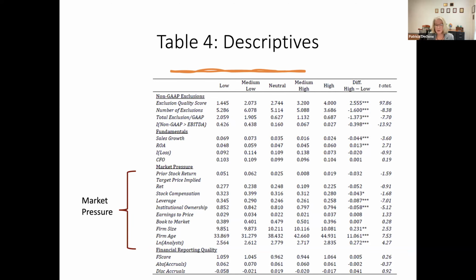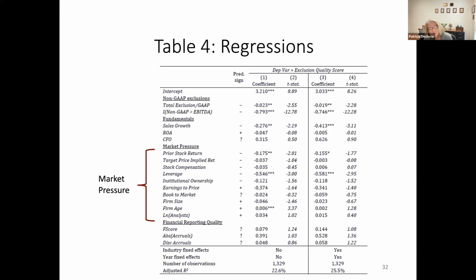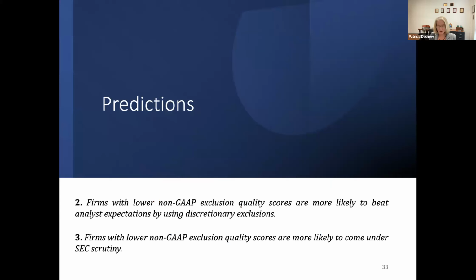Then we did a regression analysis where we controlled for various factors like industry fixed effects and year fixed effects and the other stuff we all do. And our results generally kind of held, I guess. Well, we have one t-stat over 2.01, but the rest are kind of all over the place. But we found results kind of consistent with that, with our exclusion quality score.